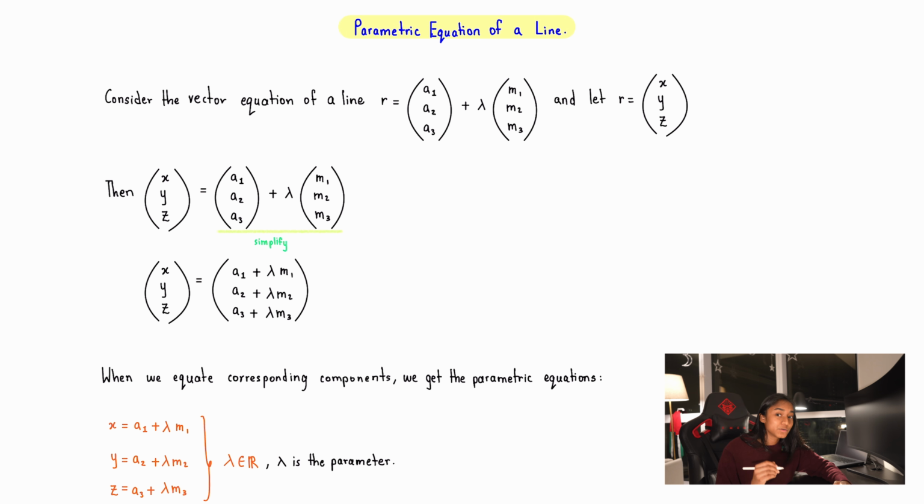Then we have the parametric equation of a line. We consider the vector equation to derive this, okay? So if we replace r with (x, y, z), we can get this. And if we simplify it, we get (a1 + λm1, a2 + λm2, a3 + λm3). And when we equate the corresponding components, remember how we do that, just like that, we get x = a1 + λm1, y = a2 + λm2, and z = a3 + λm3. And of course, λ would be the parameter. Okay, so these are the parametric equations.